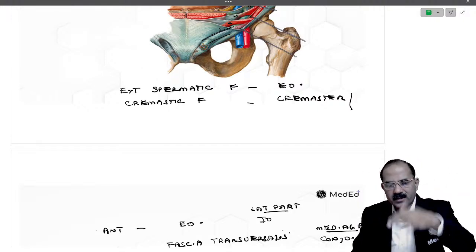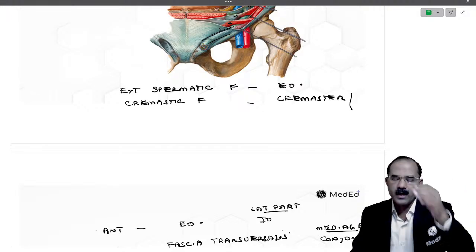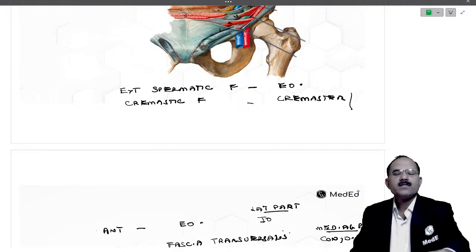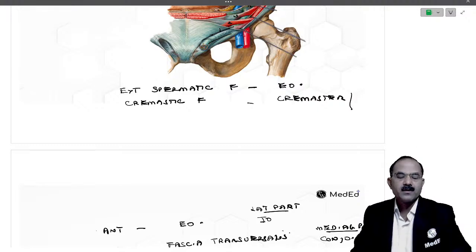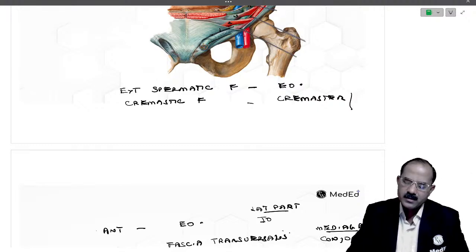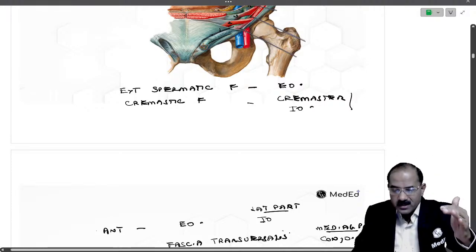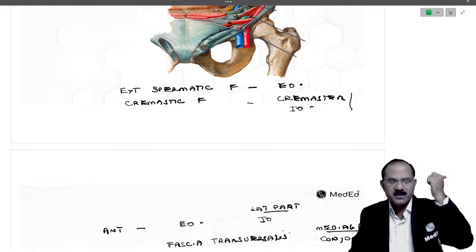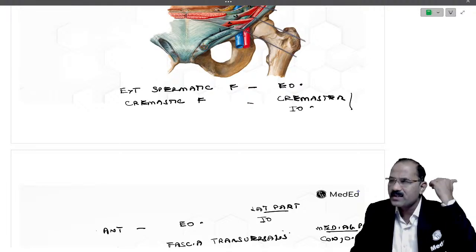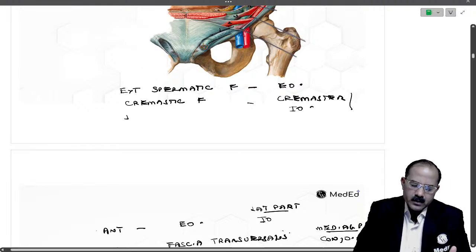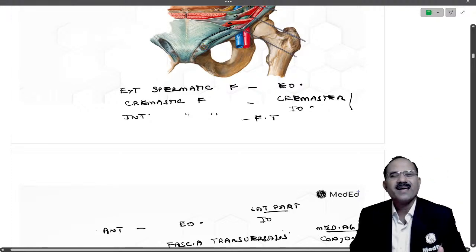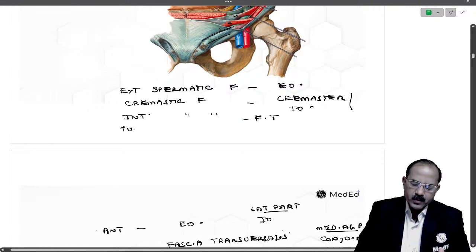From outside in: external spermatic fascia, which is derived from external oblique aponeurosis. Cremasteric fascia, which is derived from cremaster. If cremaster is not in the option, the answer is internal oblique. Remember this, children, because the cremaster muscle itself is derived from internal oblique. Third is the internal spermatic fascia, derived from fascia transversalis. Then tunica vaginalis, which is derived from peritoneum.